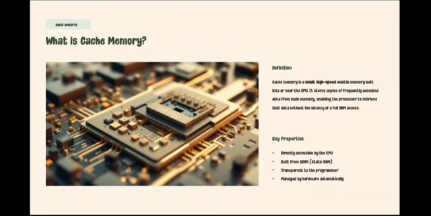Next, what is cache memory? Cache memory is a small and high-speed memory located near or inside the CPU. It stores frequently used data so that the CPU can access it quickly instead of going to slow RAM. It is built using SRAM and works automatically without programmer involvement.